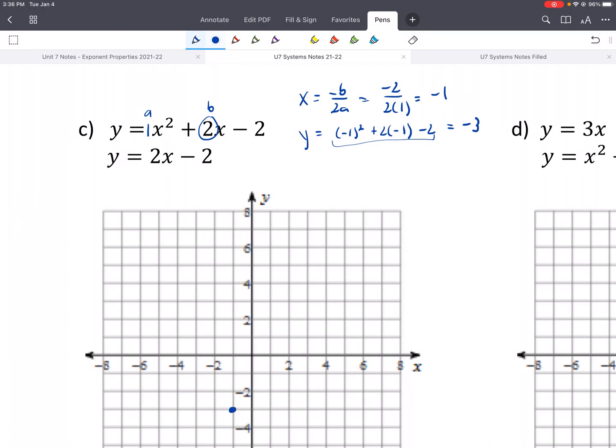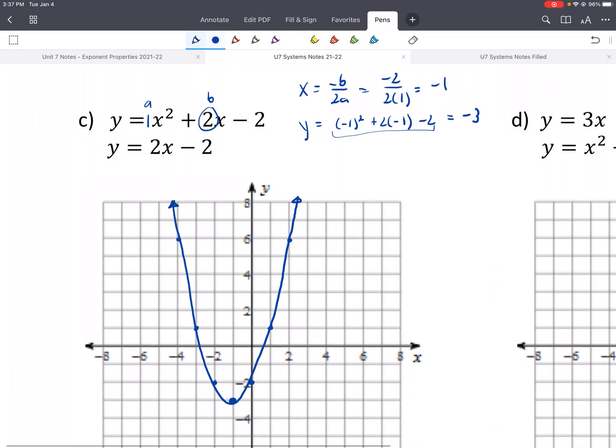So our vertex is (-1, -3), and then we'll use our growth pattern. So it looks like we'll go over 1, up 1, over 1, up 3, over 1, up 5 on both sides. If you need a review on how to graph, or what the growth pattern is, just come and talk to me, or you could go to our previous videos from, I guess, unit 5 or 6. No, 4 or 5. Okay?